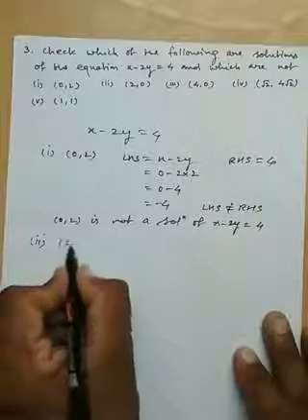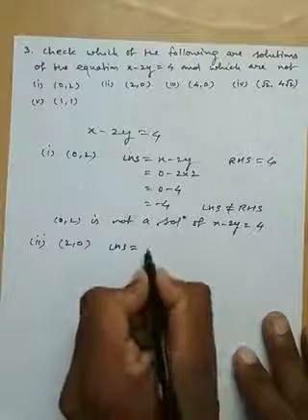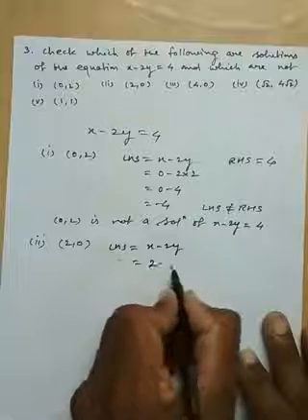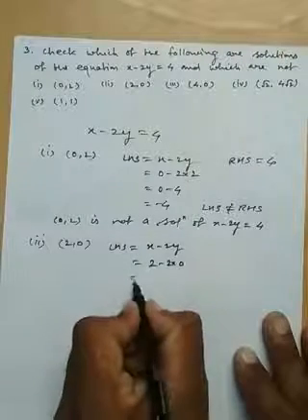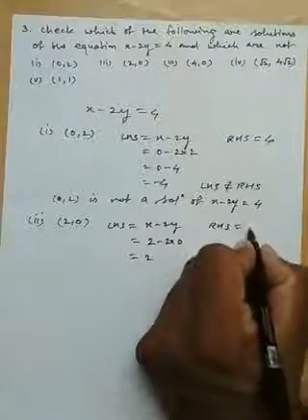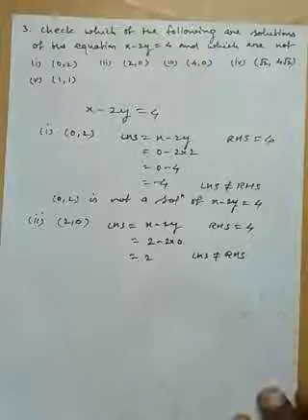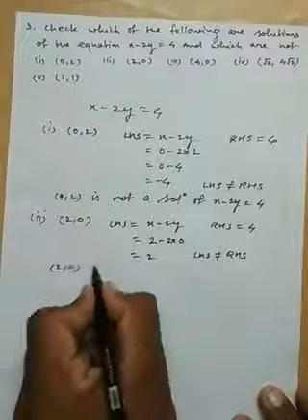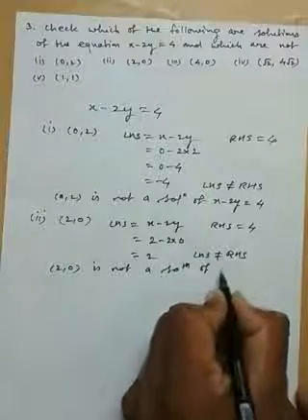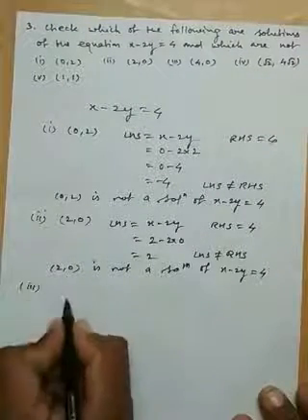Second question is (2, 0). Put x in the LHS. Put x equal to 2 in x minus 2y. Then x equal to 2 and y equal to 0. Then the LHS is 2. And here the RHS is 4. Then similarly LHS is not equal to RHS. Then (2, 0) is not a solution of the given equation.